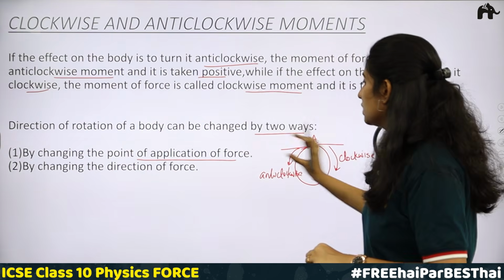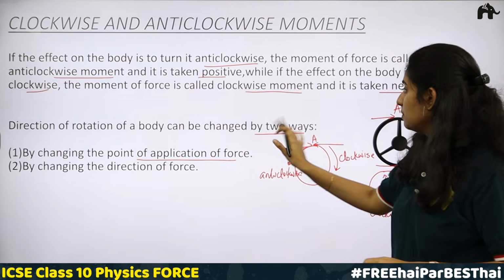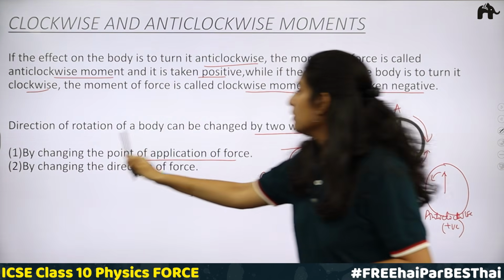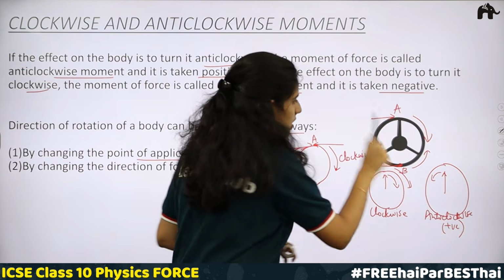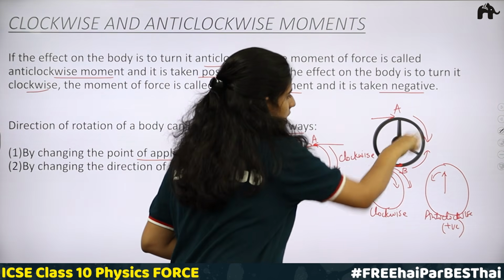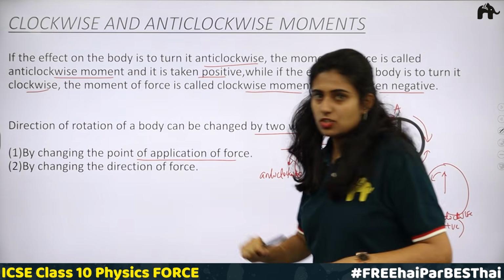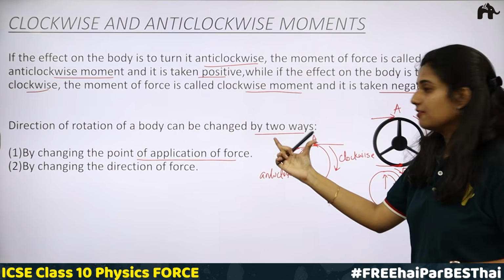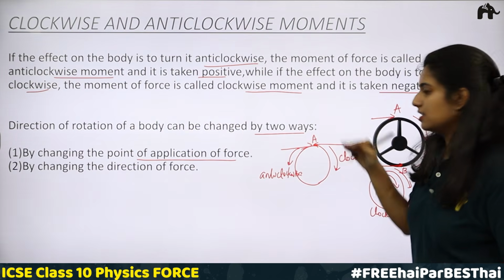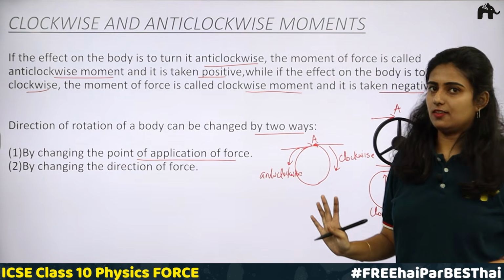Understood? So, the rotation of a body can be changed by two ways. The one is by changing the point of application of force. In this example, A and B points. At point A, we got clockwise and at point B, the rotation was anti-clockwise. Second is by changing the direction of force. Force is applied at the same point, one from this direction and one from this direction. In both cases, we got one clockwise and the other anti-clockwise.